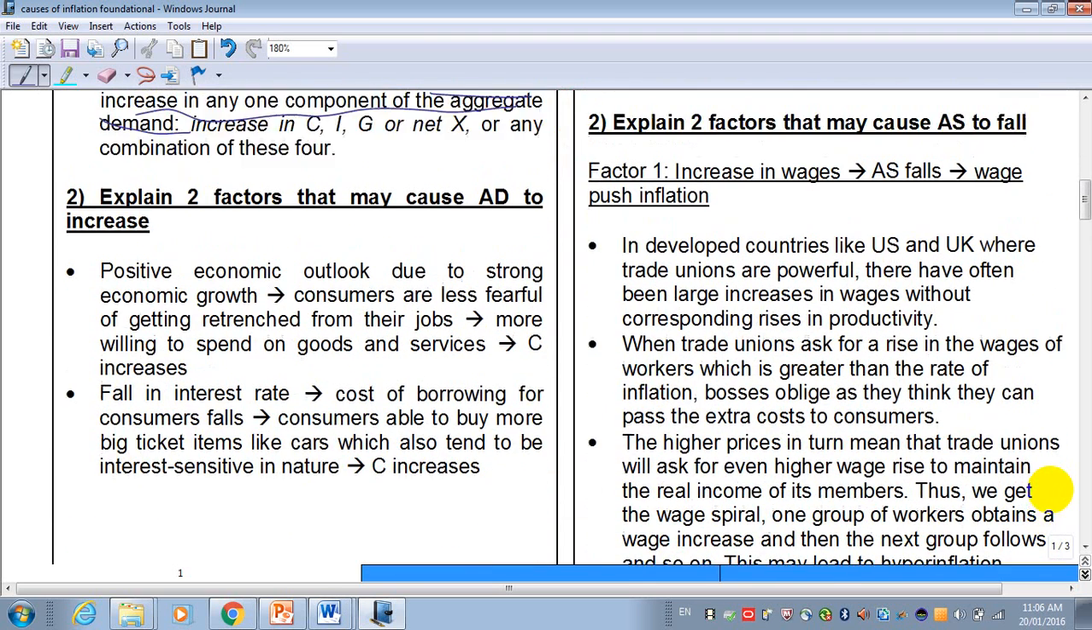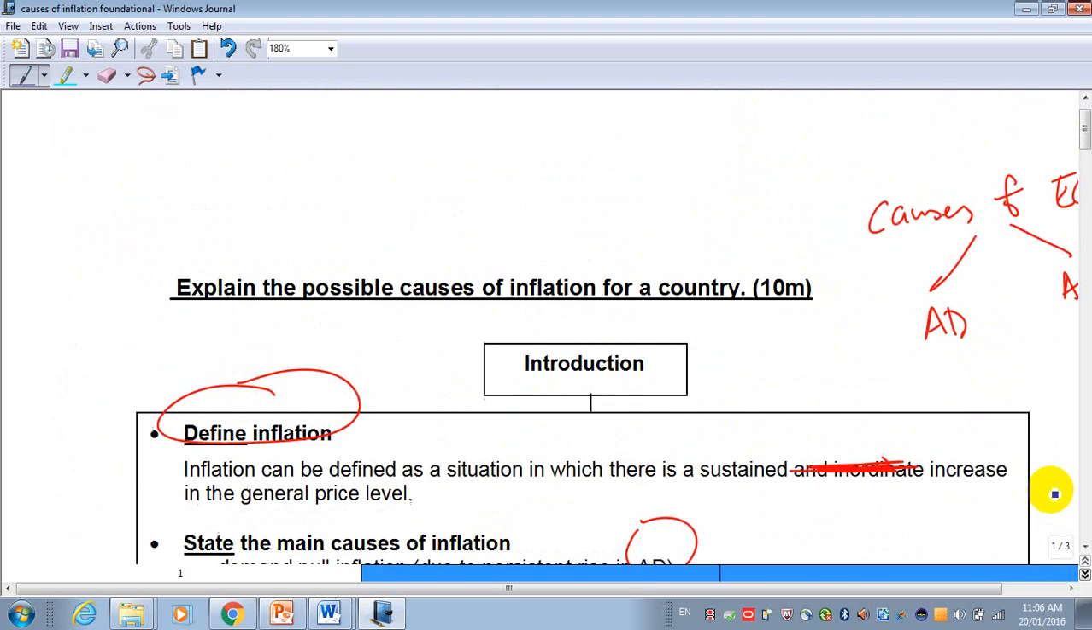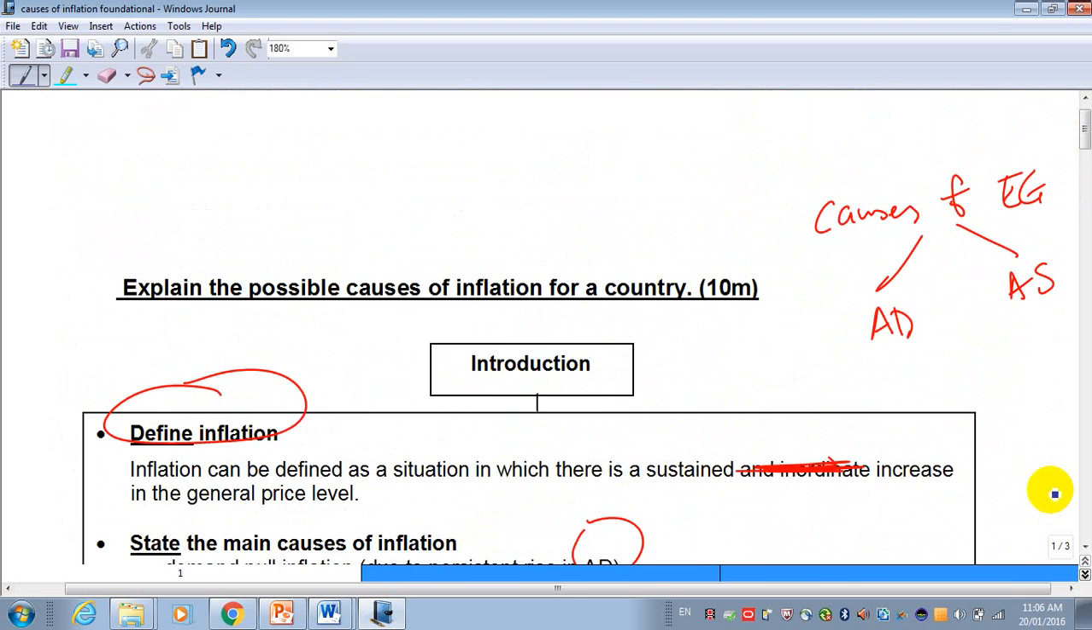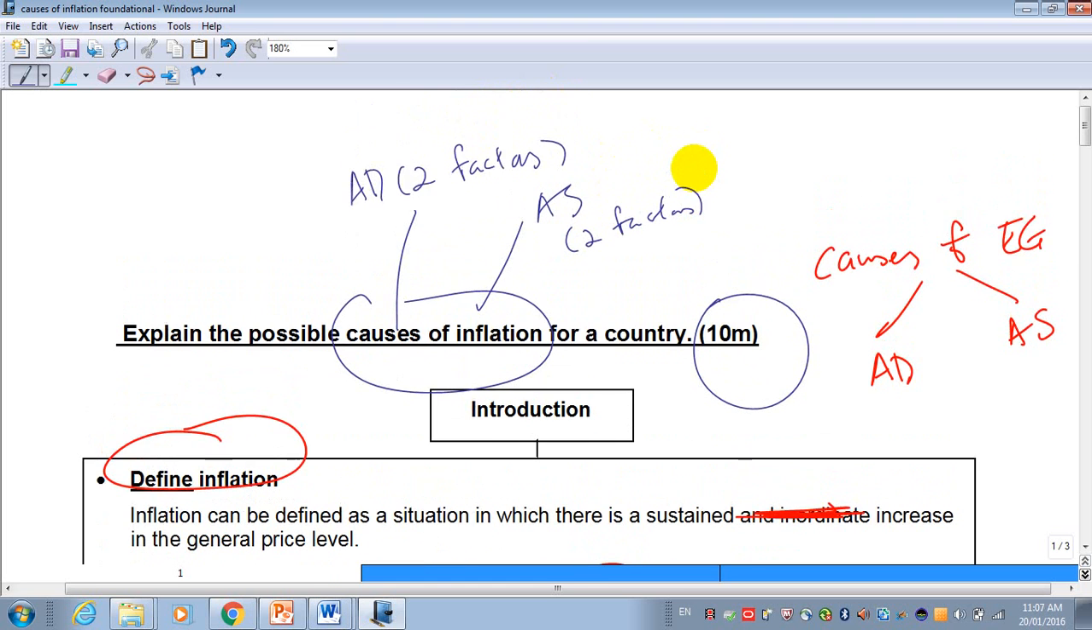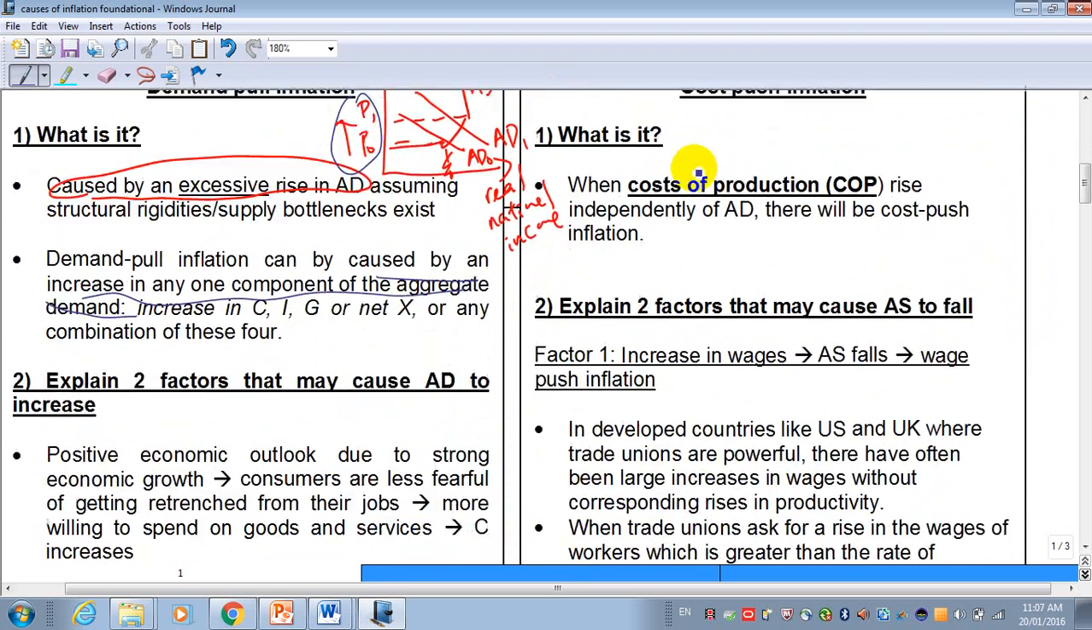Now, then just take note, okay, that this is an essay. I want to go back to the fact that this is an essay, right? Okay, the causes of inflation, I told you, you need to consider both AD and AS. And since it's a 10 marks question, give me 2 factors each. So you have 4 points in the entire essay. 2 factors, 2 factors. Okay? Do you remember that there are 4 steps when explaining the increase in AD, right? There are 4 steps. Okay?